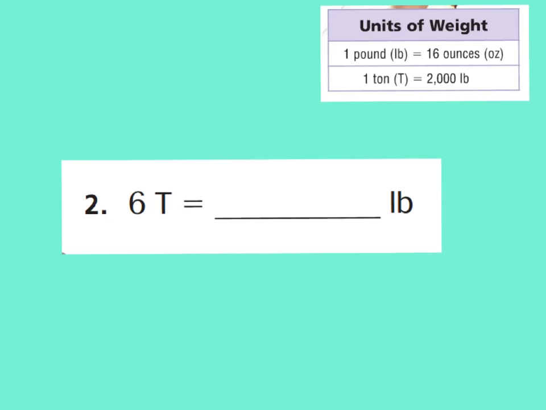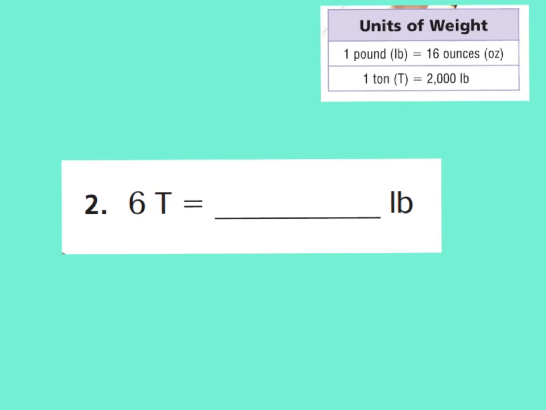So let's start out by looking at number 2. Whenever you see a capital T, that stands for tons. And remember, 1 ton has a value of 2,000 pounds. So if you're going from a large unit to a small unit, remember you multiply because you're going to have more of these. So 6 tons is equal to how many pounds?